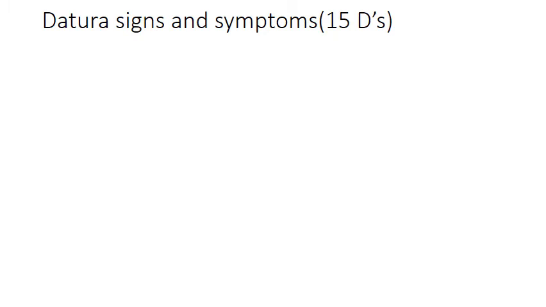So whatever I talked about Datura signs and symptoms, we'll try to simplify them and put it in one particular chart. Some of the textbooks mention the 6 Ds of Datura poisoning or 9 Ds of Datura poisoning. In some of the books it is mentioned as 15 Ds of Datura poisoning. So we'll see all of them together in one chart.